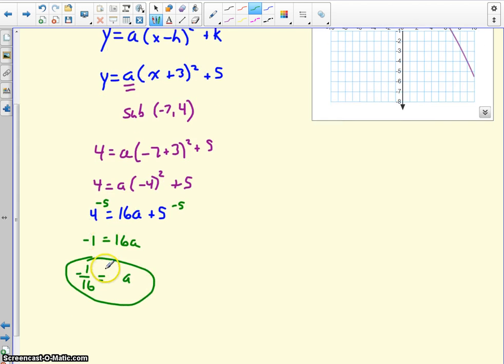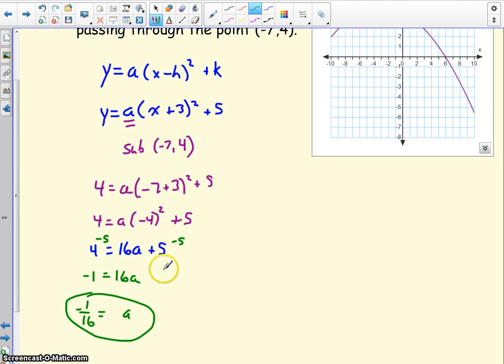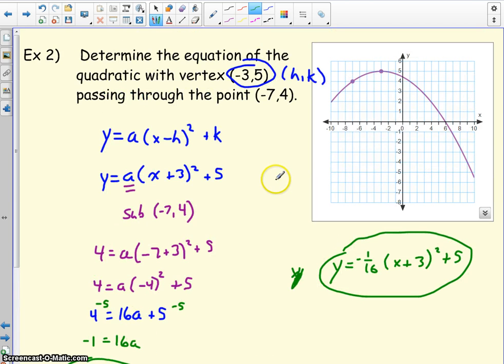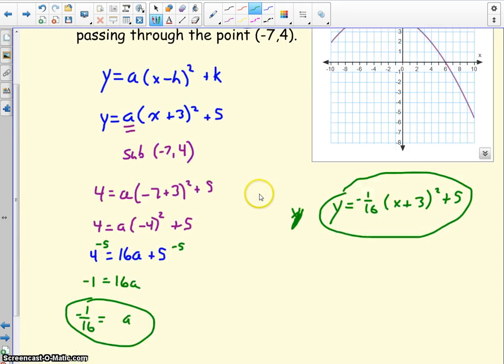Okay, once I find that a value, I can then write out my equation. So I'm going to have y equals negative 1 over 16, and then again (x plus 3) all squared plus 5. Okay, so that's the equation of this particular quadratic, and it is in vertex form.